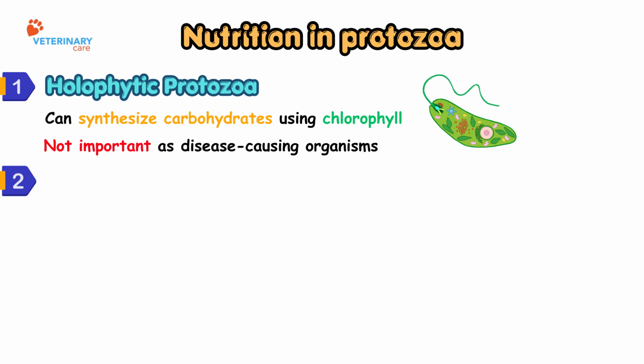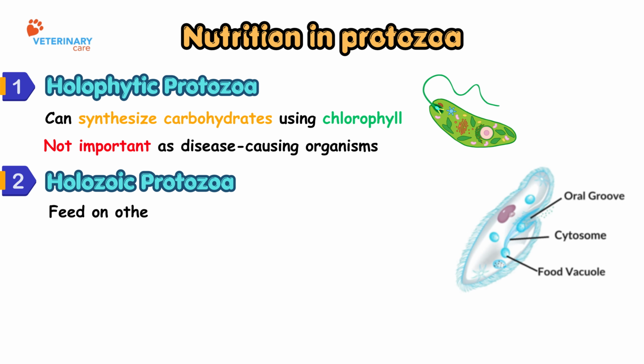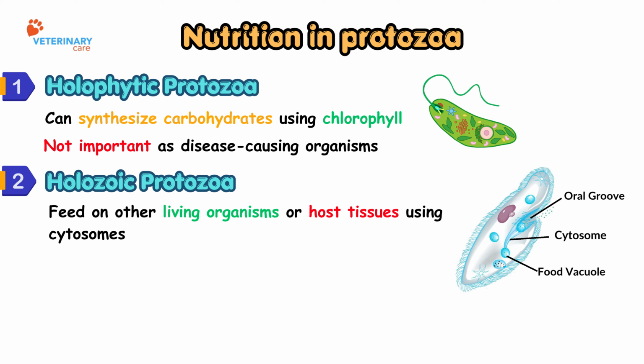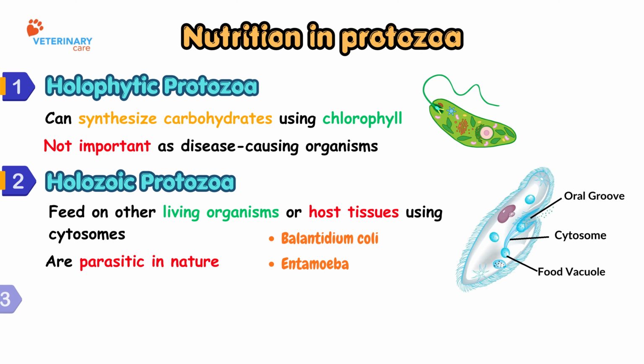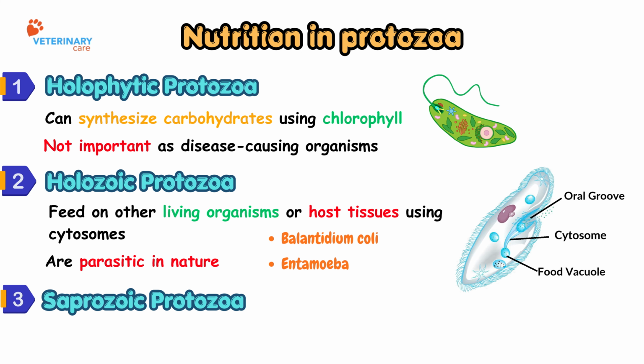The second type is holozoic protozoa. These organisms feed on other living organisms or host tissues using cytosomes. They are parasitic in nature. Examples include Balantidium coli and Entamoeba species. The third type is saprozoic protozoa. These absorb dissolved nutrients directly through the cell membrane.